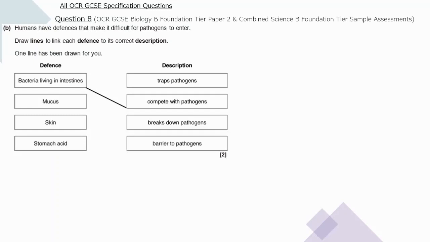So we've got bacteria living in intestines compete with pathogens. Then we've got mucus as a defence. So we know that mucus does in fact trap pathogens. So mucus is going to go here. Then we've got skin. So we know that skin acts as a barrier to pathogens. And then stomach acid we know breaks down and kills pathogens. And we can see our answer here.